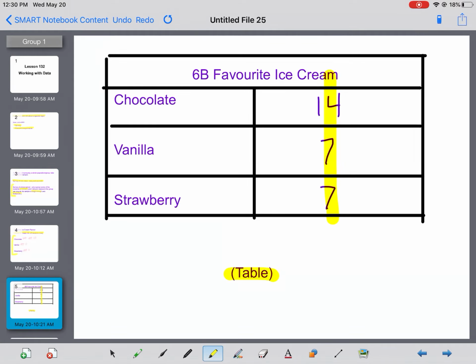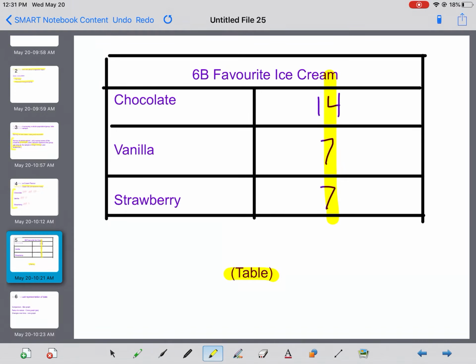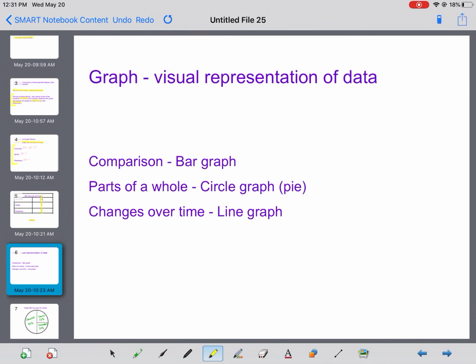Okay, so instead of a tally chart, you've moved into numbers. So 14 people preferred chocolate, 7 vanilla, 7 strawberry. So just a quick glance, you can see what your data is telling you. And then once you have it into a table, the next step is to put your data into a graph, which is just a visual representation of that data, okay?